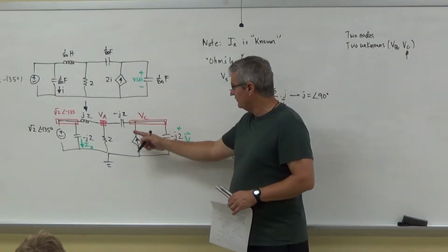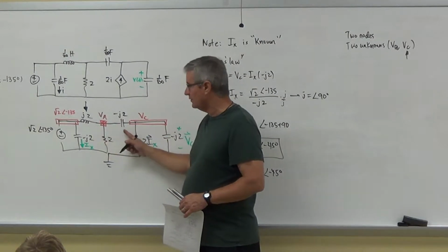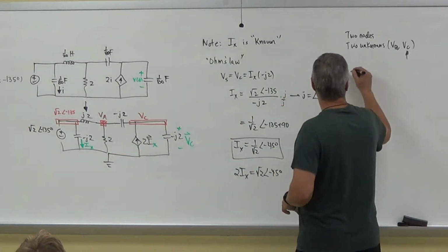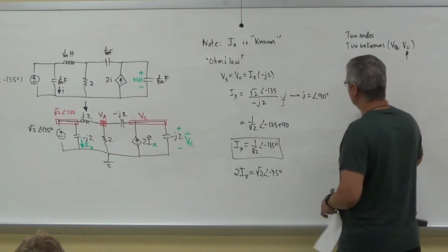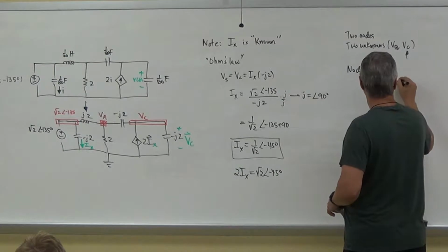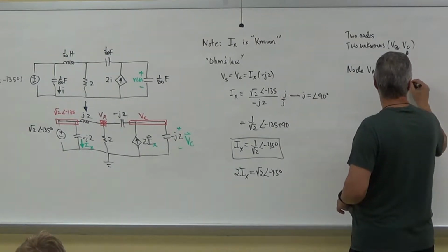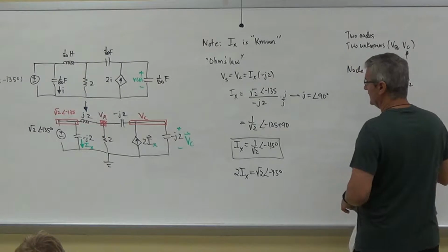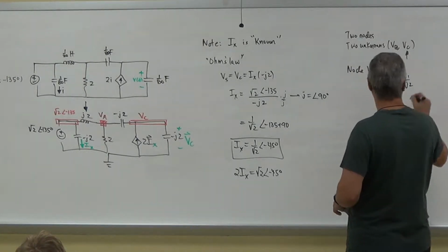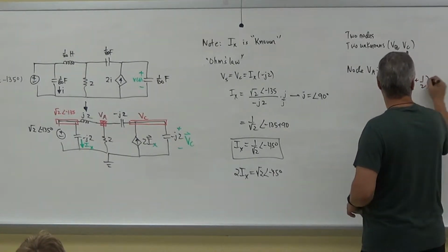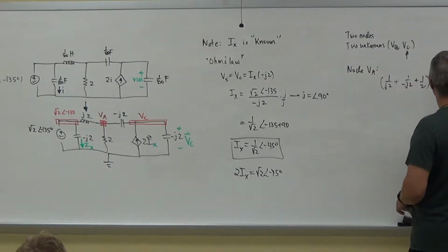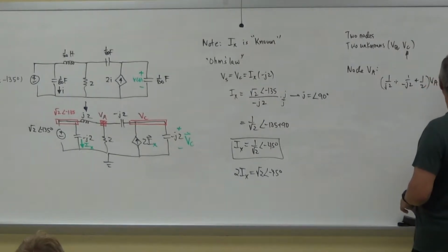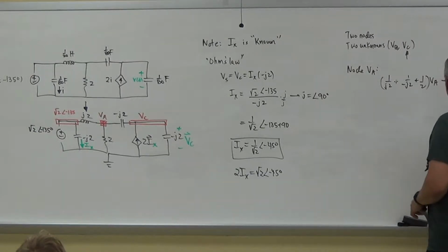If I start off with VA, I have 1, 2, 3. So I'm going to go with node VA. Node A gives me 1 over J2 plus minus J2 plus 1/2, VA. Then the mutuals here will give me 1 over J2 times the quantity square root of 2, angle 135 degrees.